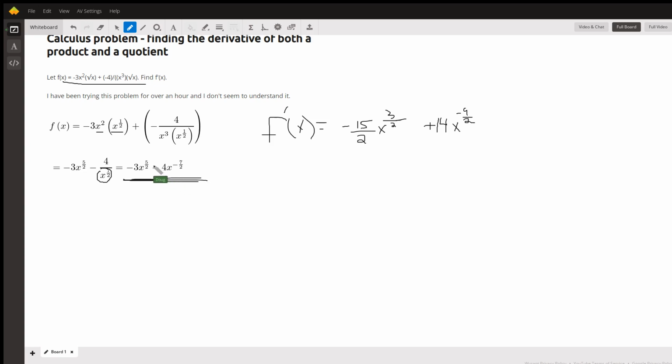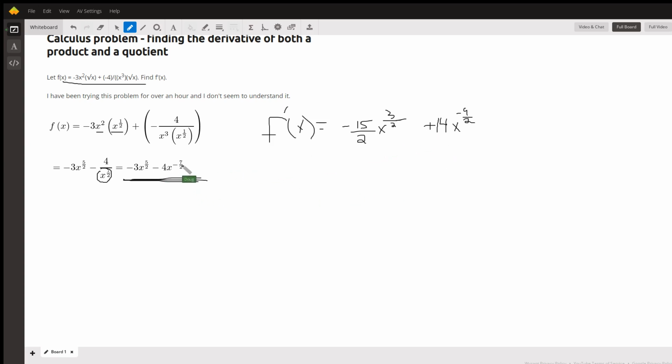Okay, so we're going to take 5/2 times the negative 3. That's negative 15/2. Reduce the exponent by 1. 5/2 minus 2/2 is 3/2. Then negative 7/2 times negative 4 is, well, plus 14. Negative times negative is positive. 28 divided by 2 is 14.